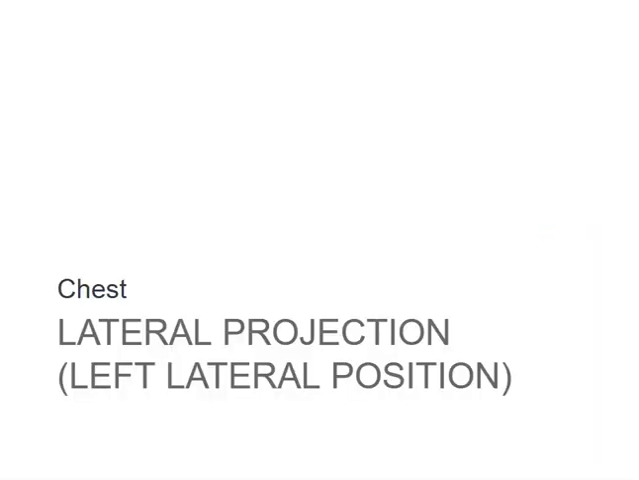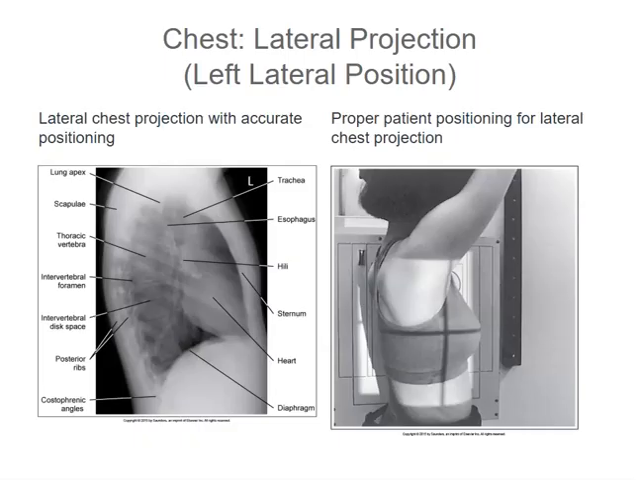Let's move on to the lateral chest projection. Image analysis guidelines for the lateral chest projection state that the right and left side posterior ribs should be demonstrated nearly superimposed with no more than ½ inch of space between them. The sternum should be demonstrated in profile. The mandible should not be within the exposure field.